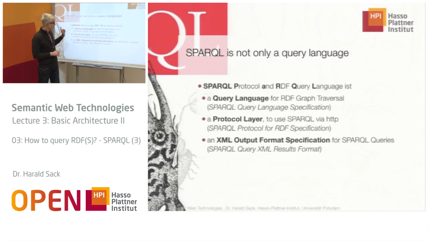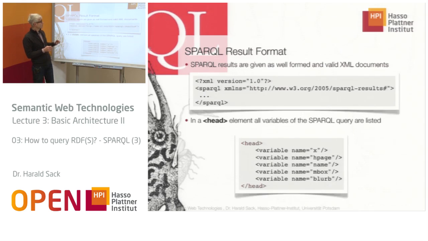So SPARQL, besides the query language, is also a protocol layer where the communication with the SPARQL endpoint is arranged and defined. And on the other hand, SPARQL also defines an output format for the answer of your query against the SPARQL endpoint. First of all, we want to take a look at this result format, the output format. For example, if you have a simple SPARQL query, the results returned from the SPARQL endpoint will be in the form of valid XML documents.